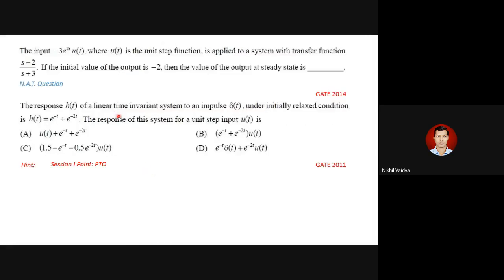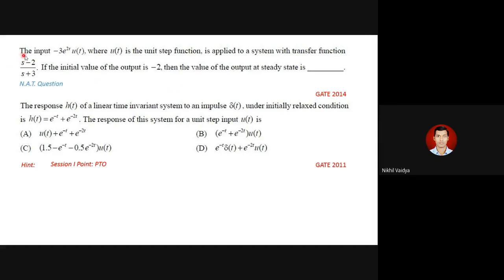Now this is a NAT question. NAT means Numerical Answer Type question. They have not given options here, and we have to type the answer with the help of the virtual keypad which is present in our GATE exam. So we just have to type it.